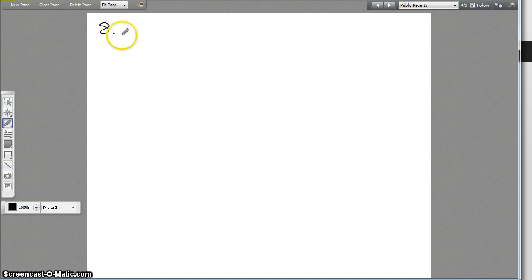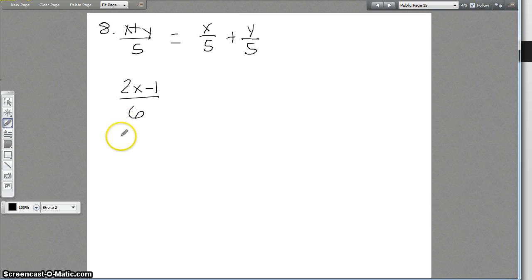Okay, so it says write x plus y over 5 as the sum of two fractions. Well, that's really easy because we have two terms in our numerator, so we could write this as x over 5 plus y over 5. That was an easy one. Now we're going to try writing 2x minus 1 over 6 as the difference of two fractions. The difference of two fractions just means we're subtracting. Again, we have two terms in the numerator, so we're just going to break it up that way. We have 2x over 6 minus 1 over 6.